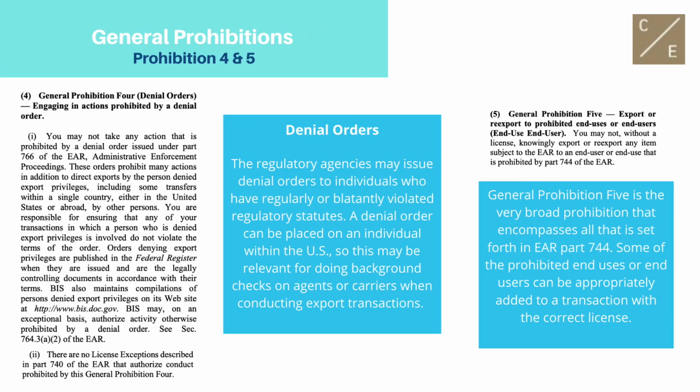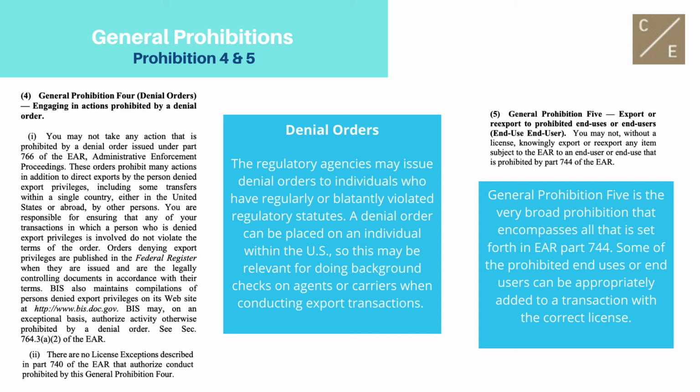The EAR sets forth 10 general prohibitions in Part 736.2. Normally, if an exporter disobeys any of these prohibitions, they will face sanctions, but if they apply for and are granted the appropriate license, the transaction will be permitted. There are 3 relevant prohibitions, and here we will discuss Prohibition 4 and 5.